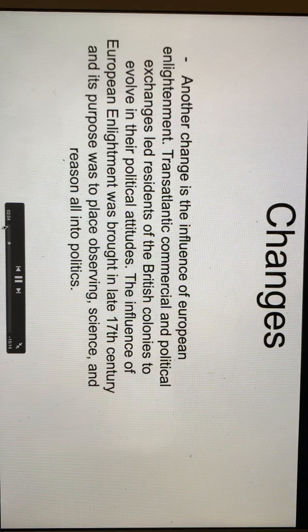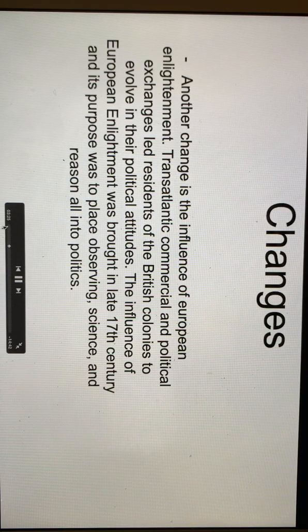Another change is the influence of the European Enlightenment. Transatlantic commercial and political exchanges led residents of the British colonies to evolve in their political attitudes. This influence of the European Enlightenment was brought in the late 17th century, and its purpose was to place observing science and reason into politics. It took ideas from the scientific revolution to the political sphere and created social contract theorists. These theorists included John Locke and Jean-Jacques Rousseau, who sought to protect the people's natural rights, which are life, liberty, and property. This causes the people to look more into themselves instead of God and created more of an interest in politics.